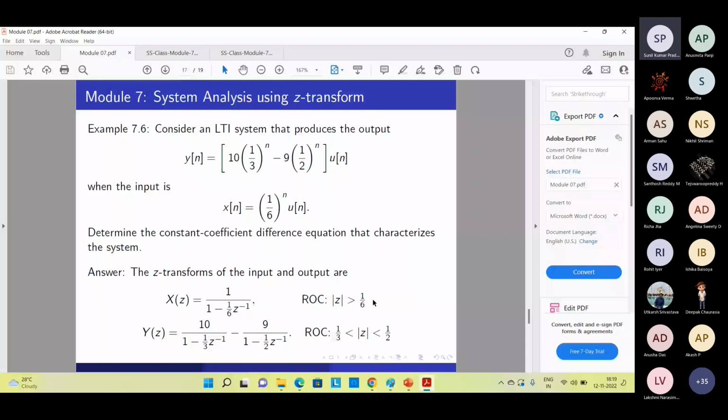And what is the Z transform of this signal y of n? It will be 10 divided by 1 minus 1 by 3 z inverse, minus 9 divided by 1 minus 1 by 2 z inverse. What is the region of convergence? Mod z greater than 1 by 2. So this is your Z transform of the input and the output.